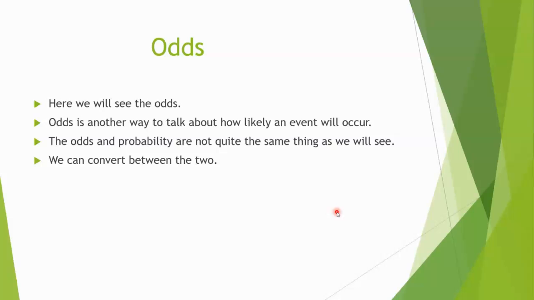Well, this is something else they do in the chapter. It's not quite probability, but it is related to it. We're going to see what's called the odds of an event occurring, the odds in favor of an event occurring, and we'll also see the odds against an event occurring. It's another way really of telling how likely an event will occur. Again, it's related to probability, but it's not exactly the same thing. And we can convert between odds and probability. That is something we can do.